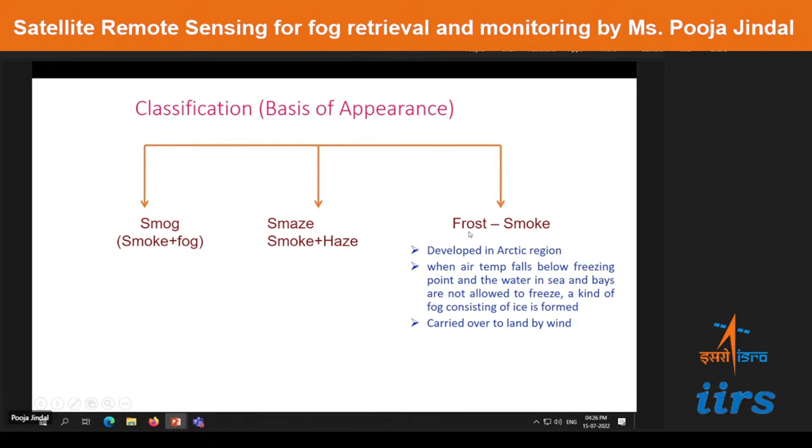This kind of phenomenon usually occurs in high latitude regions and mainly in the Arctic region. What happens is when the air temperature falls below freezing point and the water in the sea is not allowed to freeze, a kind of fog consisting of ice is formed. And this kind of fog is then carried to land by winds. This kind of fog is called frost smoke, but this usually occurs in high latitude regions.